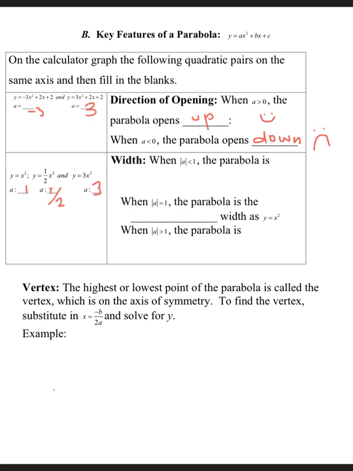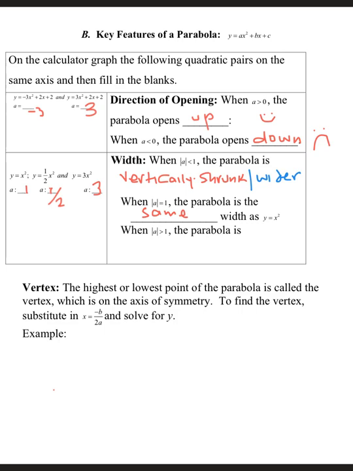Let's go to the next example here, and I see here a equals 1, this one equals a half, and the next one equals 3. What you noticed is when a is less than 1, the parabola is vertically shrunk. I can also say, if I compare the shape, it's going to be wider. And when a equals 1, this is just going to be the same width as the parent function, x squared.